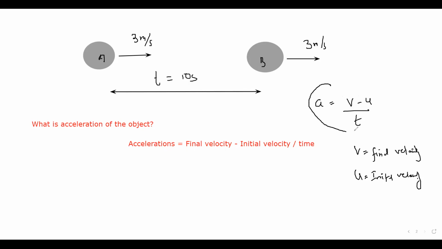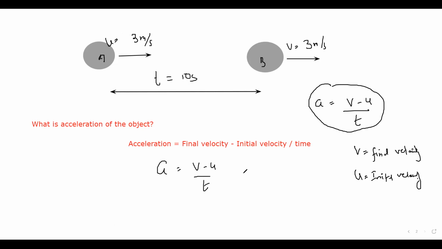So instead of writing the whole formula, it's convenient even in exam. You can write this formula directly, that A is equal to V minus U over T, instead of writing that acceleration is final velocity minus initial velocity divided by time. So A is equal to V minus U divided by T, where V is the final speed, that's equal to 3. U is the initial speed, that is also 3. So 3 minus 3 is 0, divided by 10. So acceleration is 0 meter per second square. So it means this object is not accelerating, or acceleration of this object is 0.